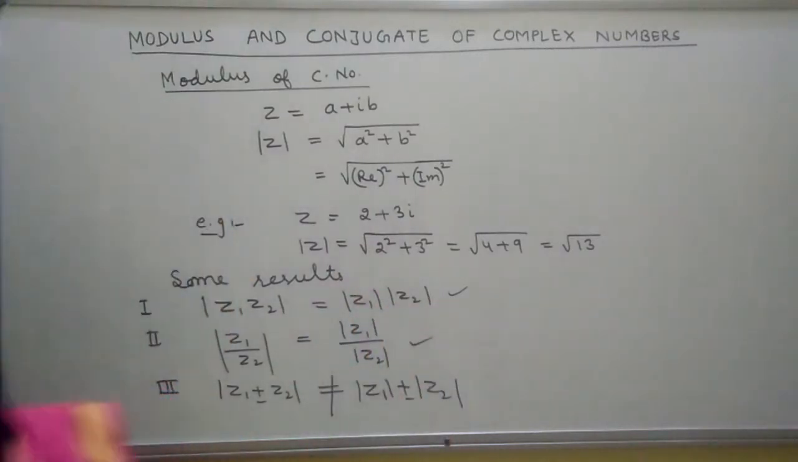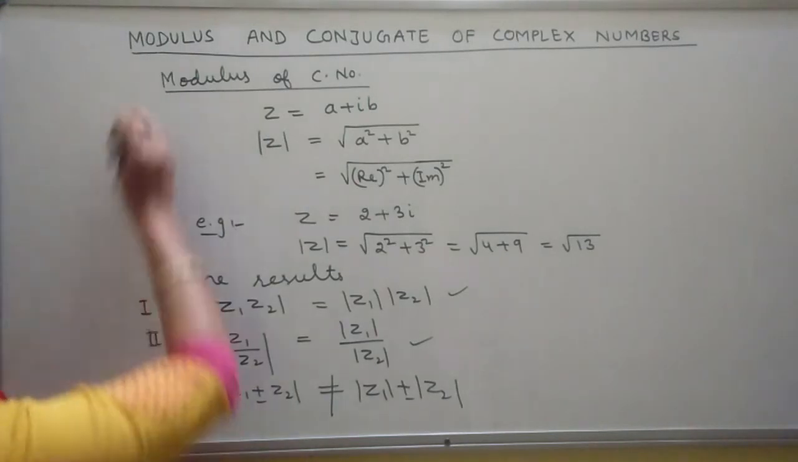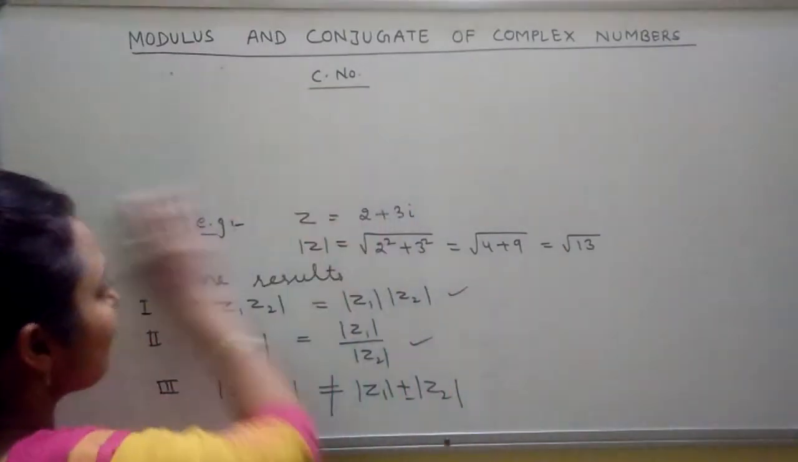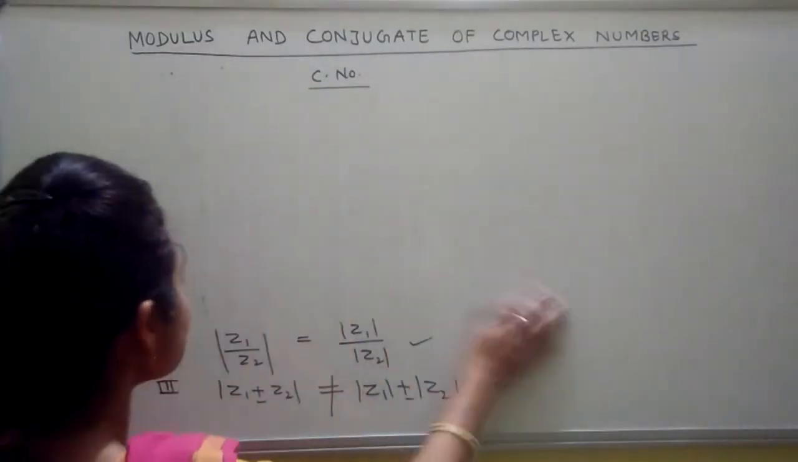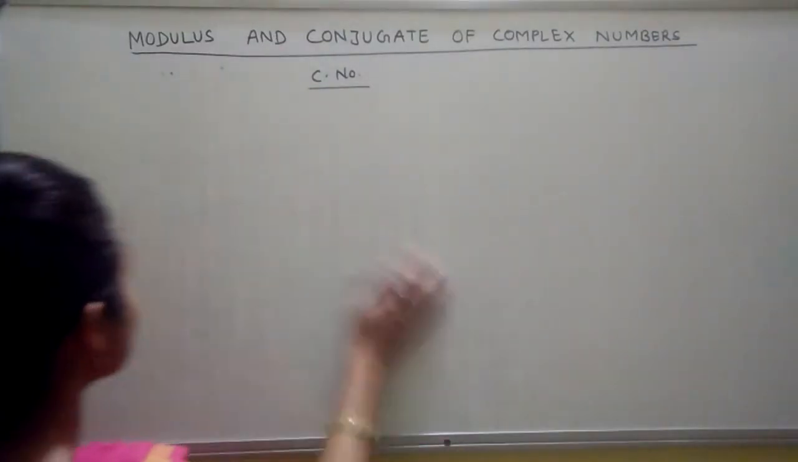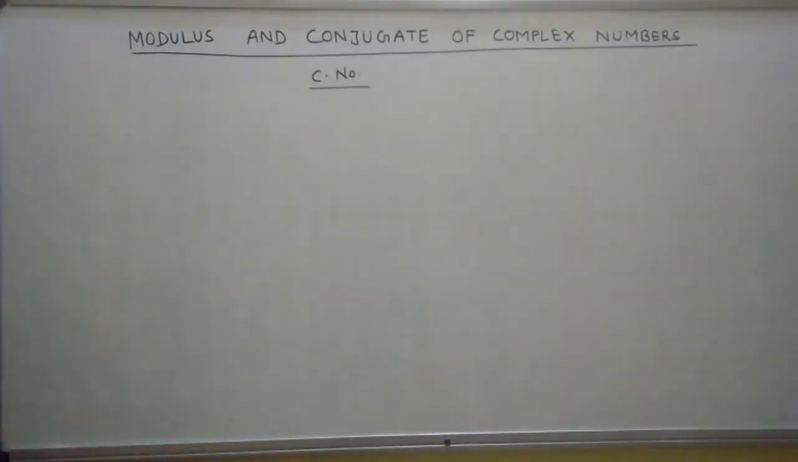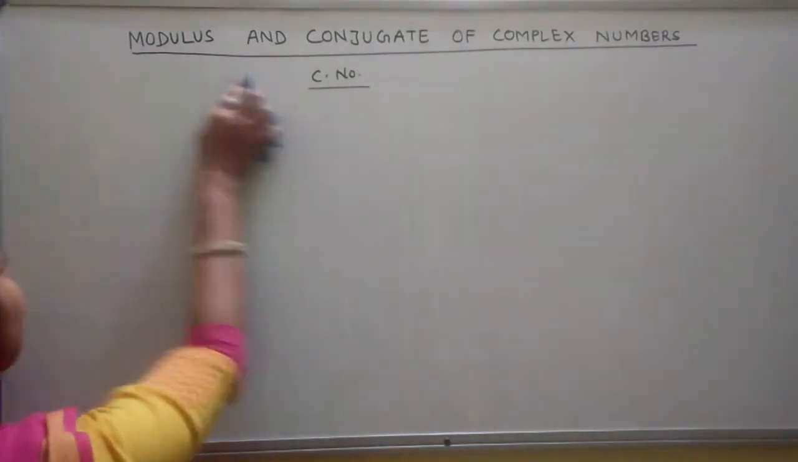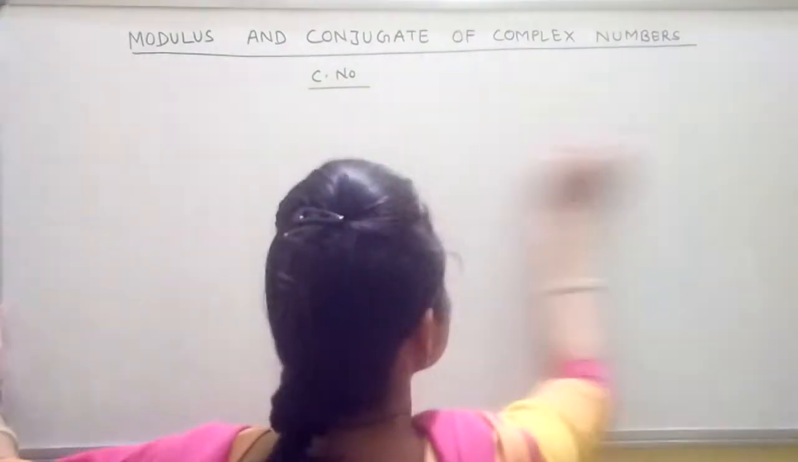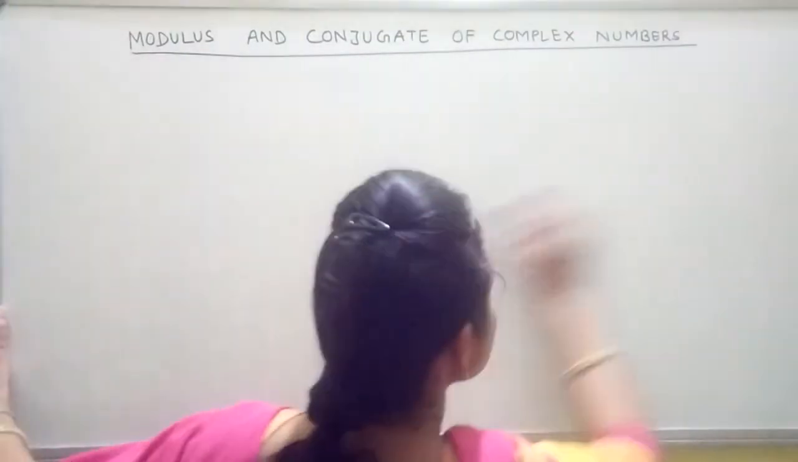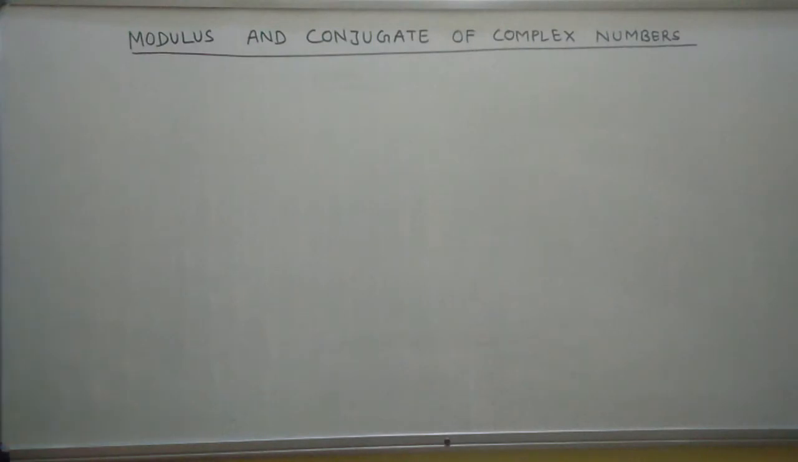Now come to the conjugate. What is conjugate? How can we find the conjugate? That is very easy. Conjugate means changing sign. But how can we change the signs?